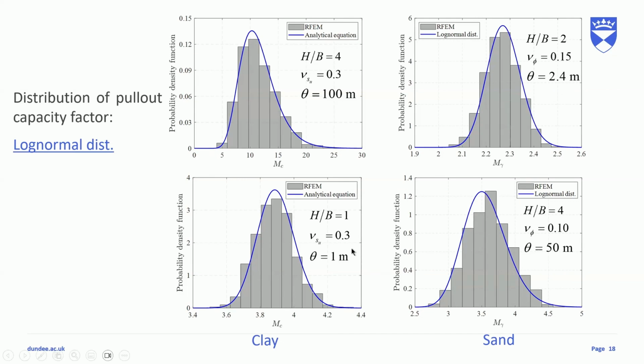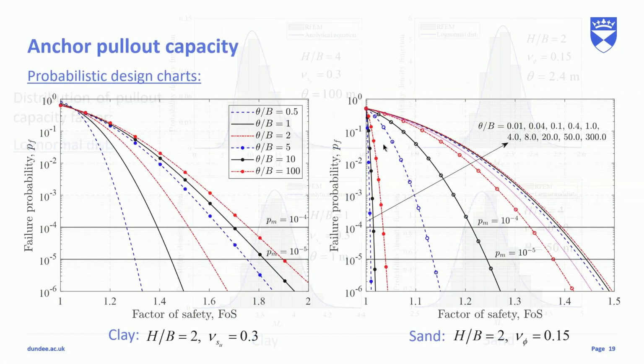And once we know the mean and standard deviation, we should also find out the distribution of the M_c and M_gamma. You can see that it follows closely a log-normal distribution. So once we know the mean, standard deviation, and also the distribution type, we can use probabilistic analysis. I won't show the theory here, just put the result here.